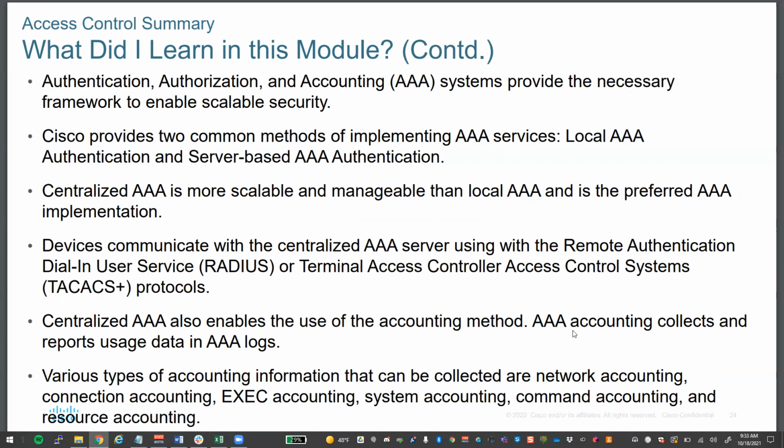Cisco itself provides two common methods of AAA, which are local authentication and server-based authentication. In a more centralized manner, it's preferred to use server-based authentication for a larger scale. Devices that communicate with a centralized AAA may use something like RADIUS, or they may use TACACS. The centralized authentication accounts for collecting all those logs and information back.